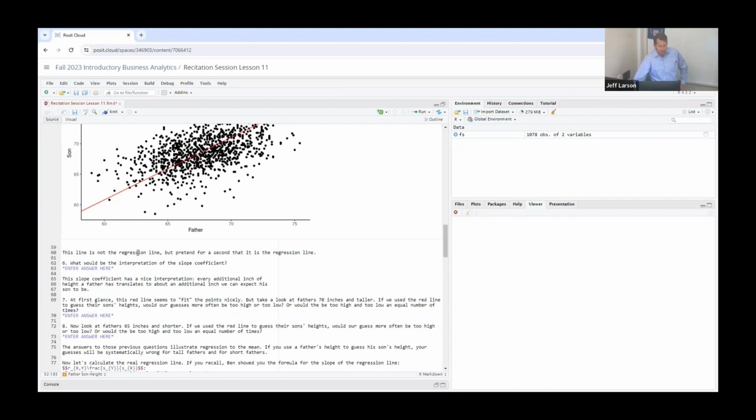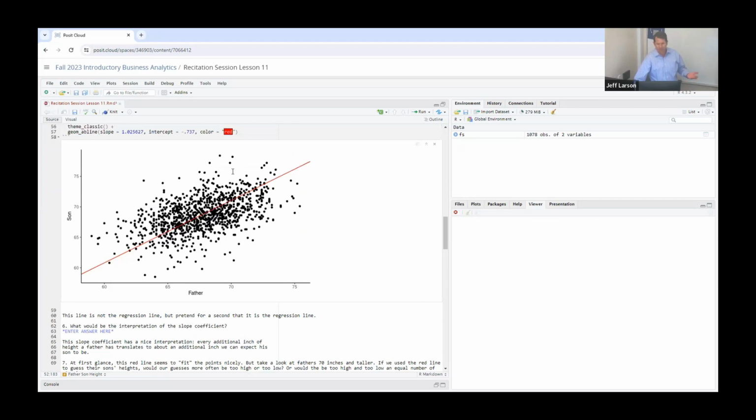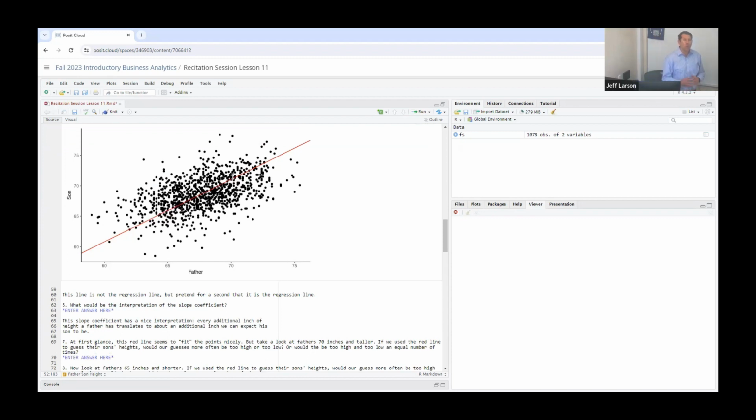And I tell you right here in the instruction, this isn't the regression line, but it kind of looks like it fits, right? It could be the regression line, but it's actually not the regression line. Okay, if this were the regression line, what would be the interpretation of that slope, which is basically 1? What's the interpretation of the slope?